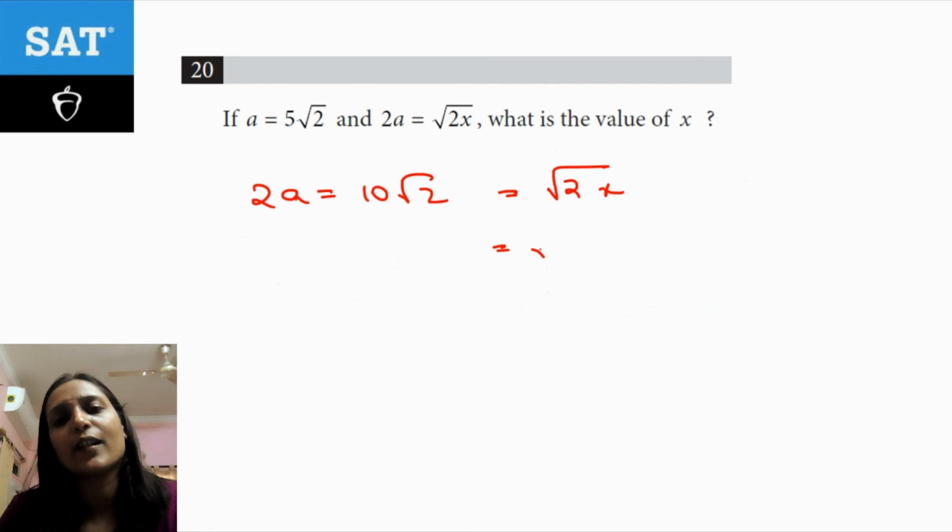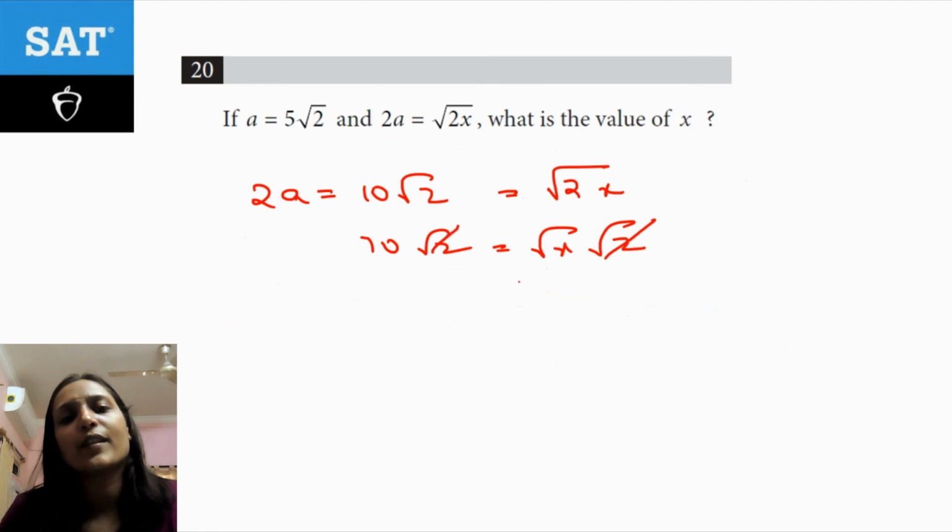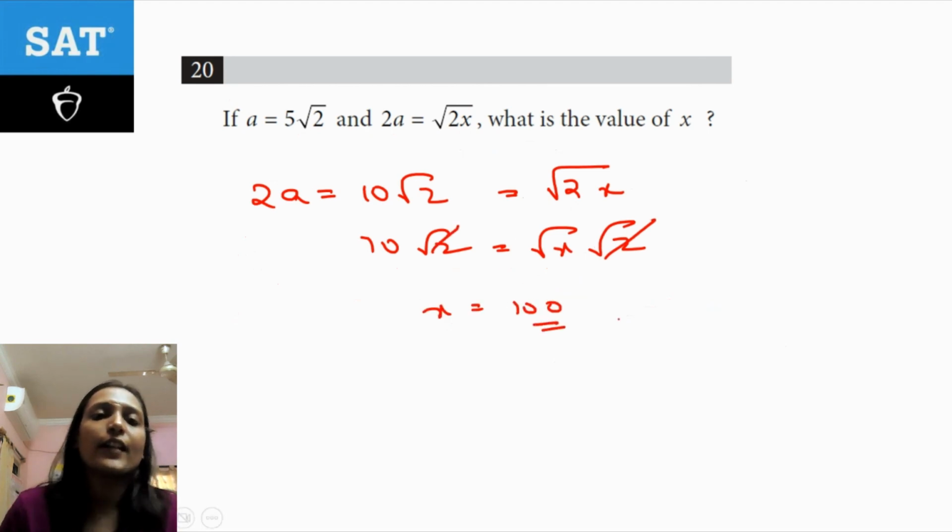I can split it up. I can write it as root x times root 2 is equal to 10 root 2. So root 2 and root 2 gets cancelled. So x value would be 100. That is the last question.